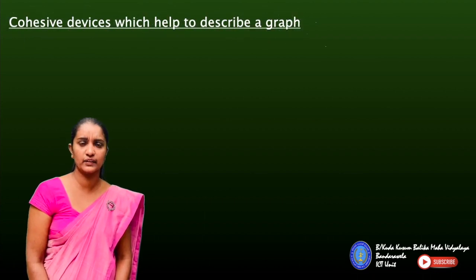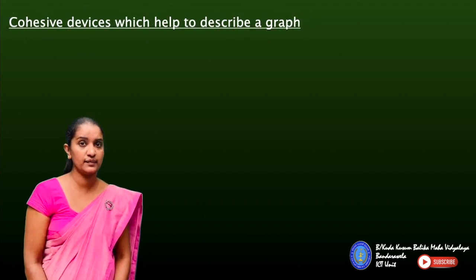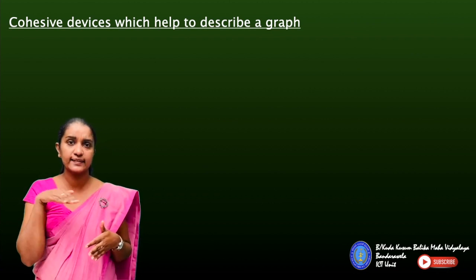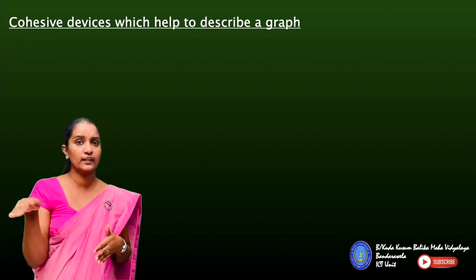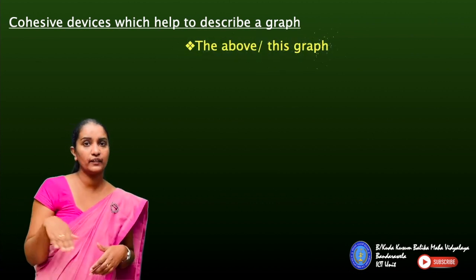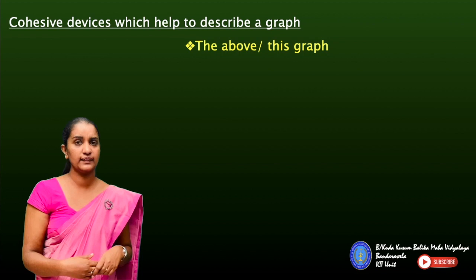What are cohesive devices? That means the connectives. Can you write 10 sentences like this? 15 children like roti, 10 children like hoppers, 5 children like bread. Is it nice?